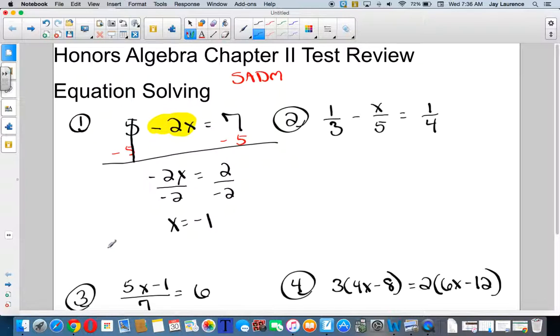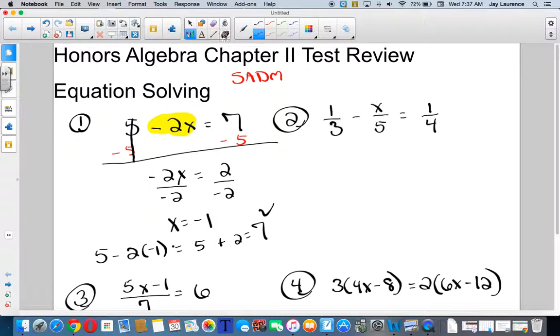Now I can check my work. I can go 5 minus 2 times negative 1 and see what that equals. If it equals 7, I'm in business. Now, notice I have a negative 2 there, and I'm multiplying by negative 1. I just substituted negative 1 in place of x. So let's do the multiplication first. Well, I'm going to get 5 plus 2. How did I get plus 2? Because minus 2 times negative 1 is a positive 2. 5 plus 2, 7. I did it correctly.